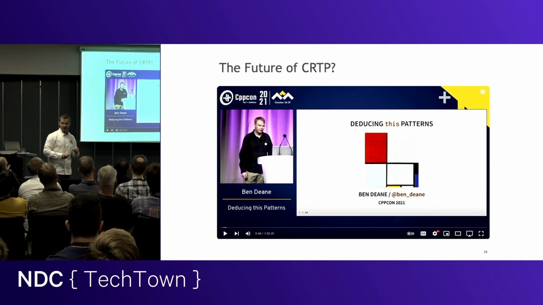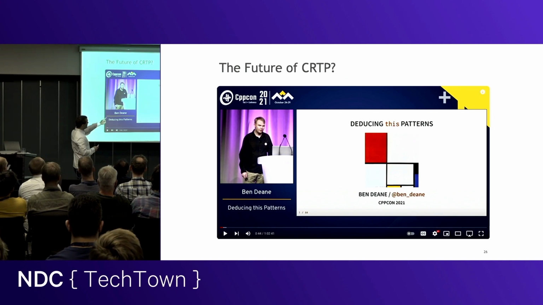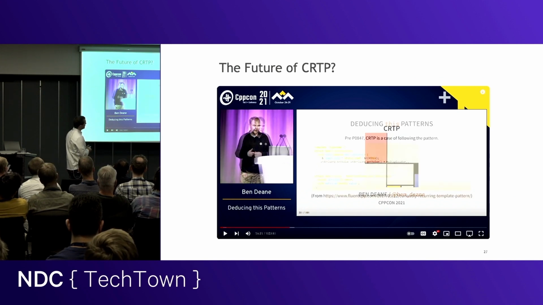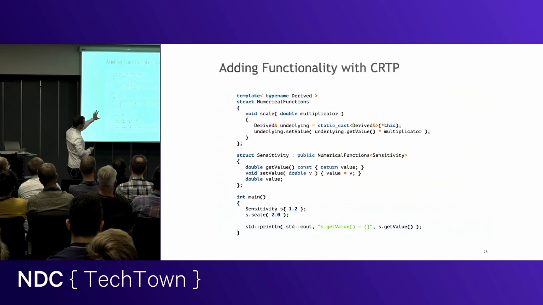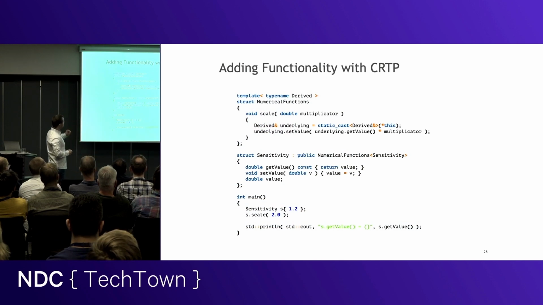And the new kid on the block, which was introduced by Ben Deane in 2021, is commonly called deducing this. So what he's talking about is a new feature in C++23, the feature that we refer to as explicit object parameters. So I take the example from his talk, make it a little bigger and a little more specific so that you get to see what's going on.